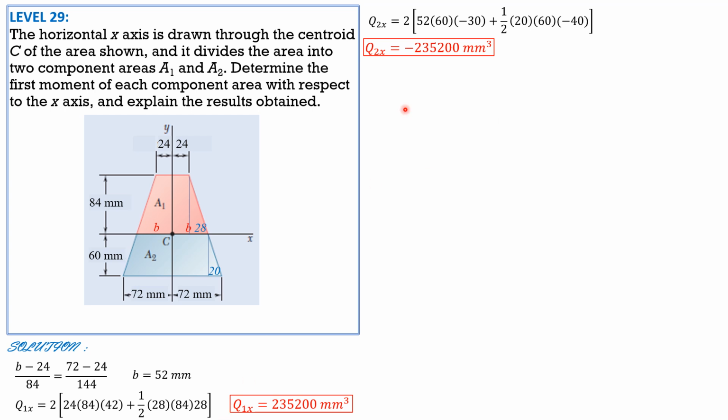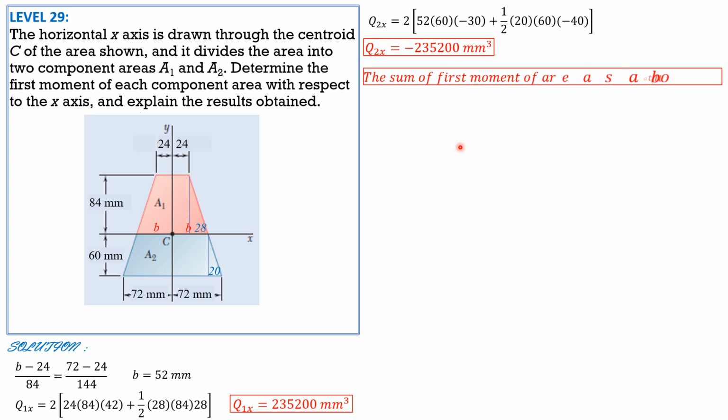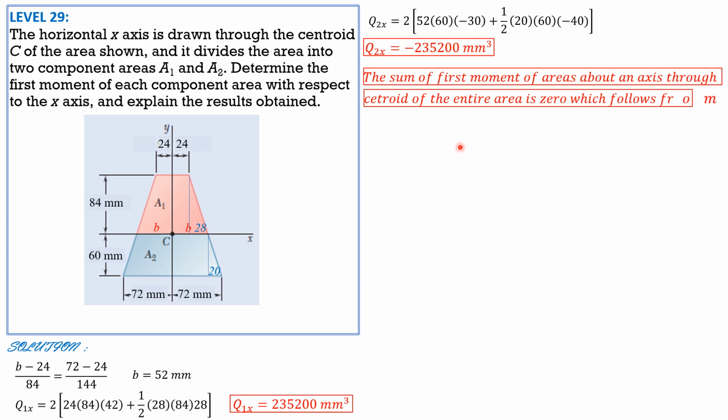So to explain the result, they are equal because this is the centroidal x-axis. Remember, from Varignon's theorem, the moment of the resultant about C is 0 and it is equal to the sum of the moments of its components. So area 1 will have a positive moment about the centroidal x-axis, while area 2 has a negative moment about the neutral axis, so it is 0. So for the explanation, the sum of the first moment of areas about an axis through the centroid of the entire area is 0, which follows from Varignon's theorem.